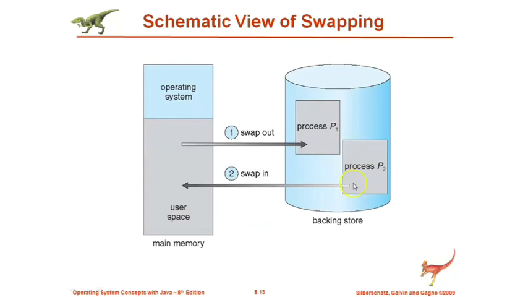Let us see how exactly this swapping is carried out with the help of a figure. This is the schematic view of swapping. On one side we have the main memory, and on the other side we have the backing store, a temporary disk storage where you can move a process which is not in execution. Let us consider that a particular process P1 is not in execution, so it can be swapped out to the backing store. Let us consider there is one more process P2 which is in the backing store, but now you want to execute it. So we have to load this process P2 back from the backing store to the main memory. It can be shown like this.